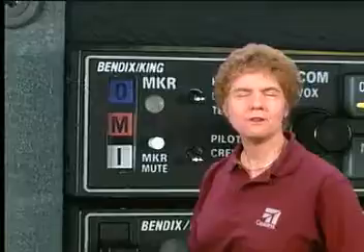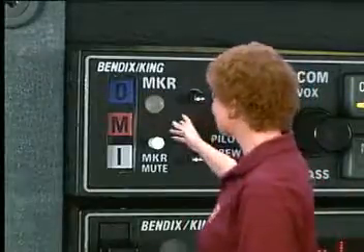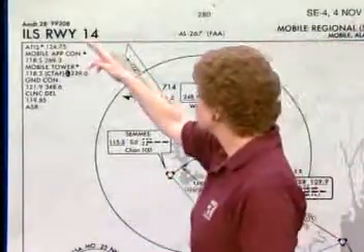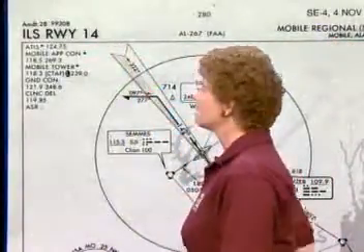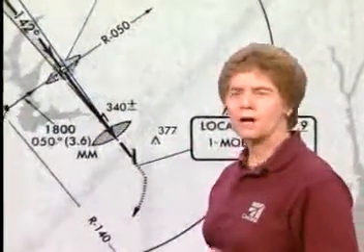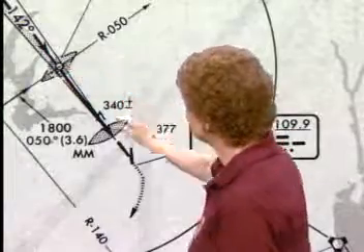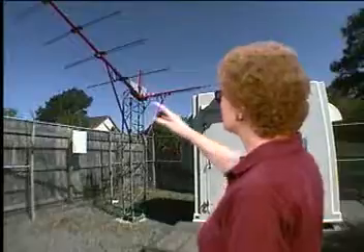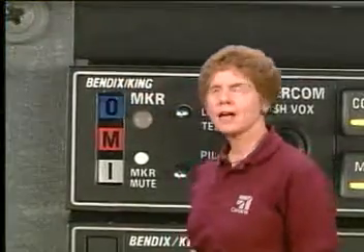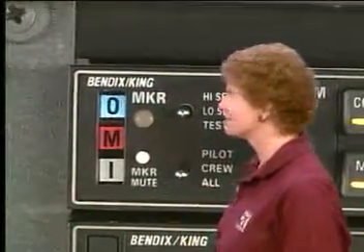But first, let's talk about a classic distance indicator you haven't met before, the marker beacon. Here on the ILS runway 14 approach to Mobile, Alabama, you see a couple of them. Marker beacons are little low-power transmitters located along the approach course. Their antennas send a narrow beam of radio energy straight up through the approach path. That energy is coded to trigger the proper light and audio on your marker beacon receiver.